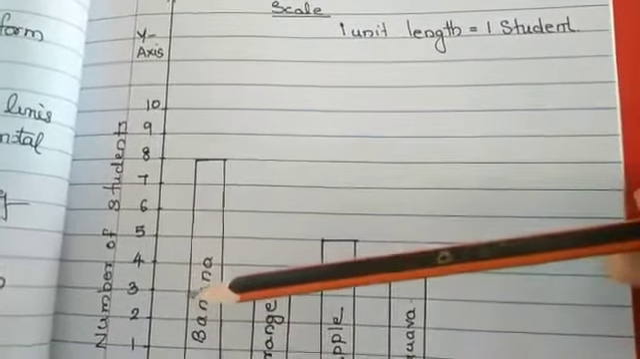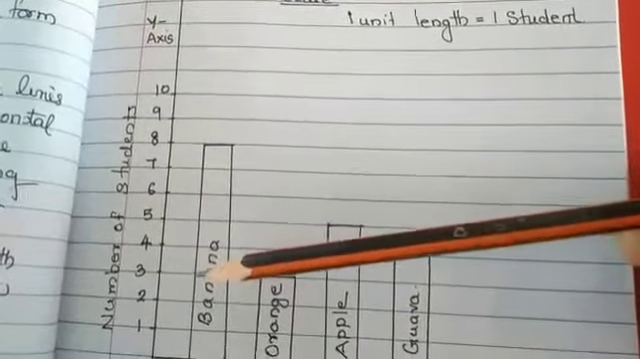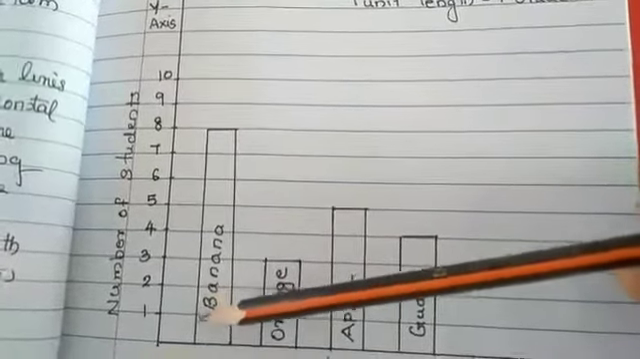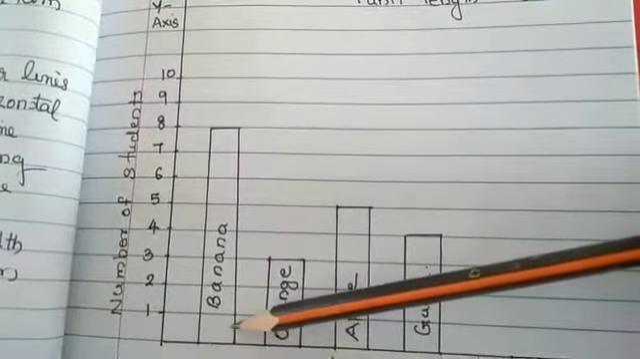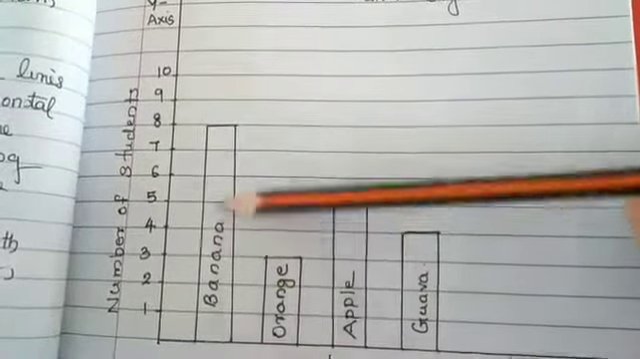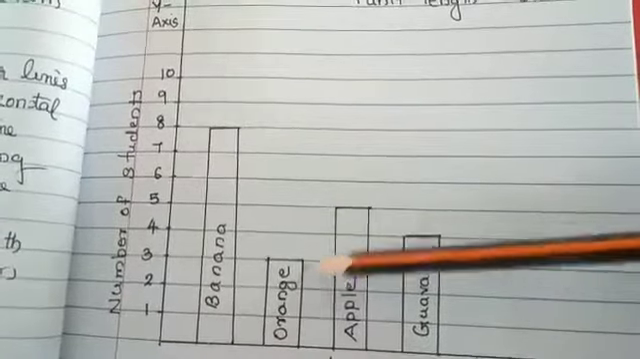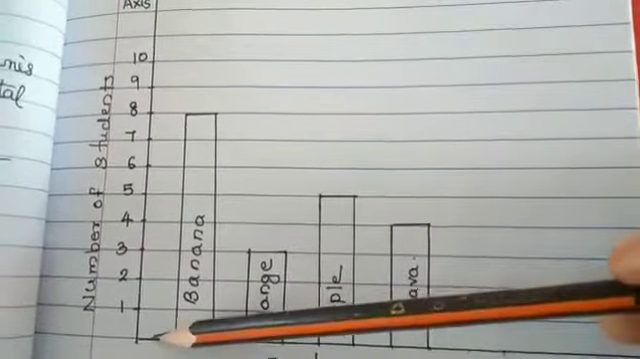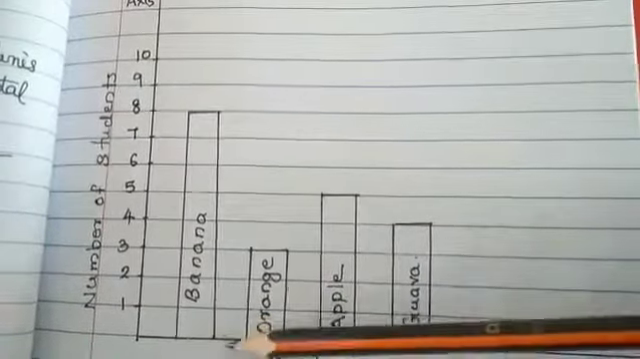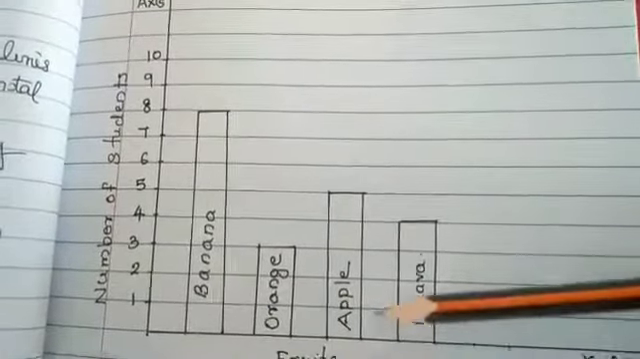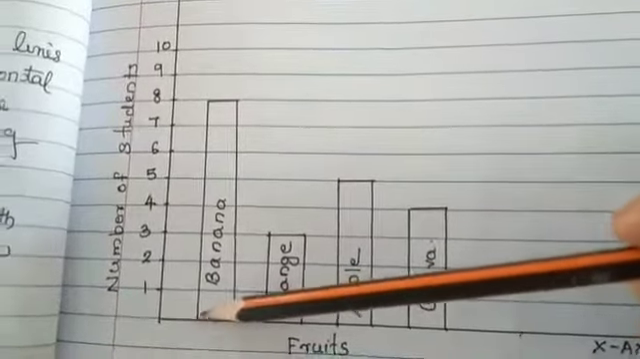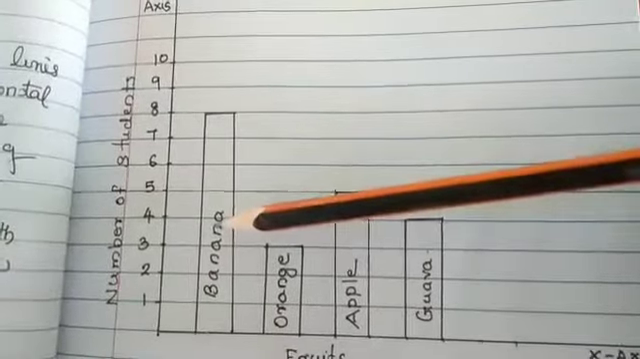Here the number of students using banana is 8. Remember that you should use uniform width bars. So all the bars should have the same width, and there should be the same gap between them. Uniform gap. Here these are the gaps between the bars. Okay, same gap. Banana, how many students?